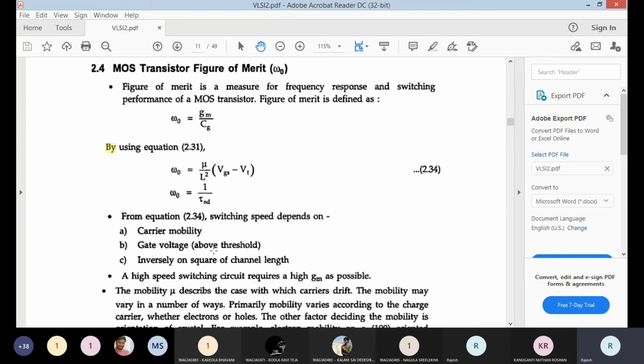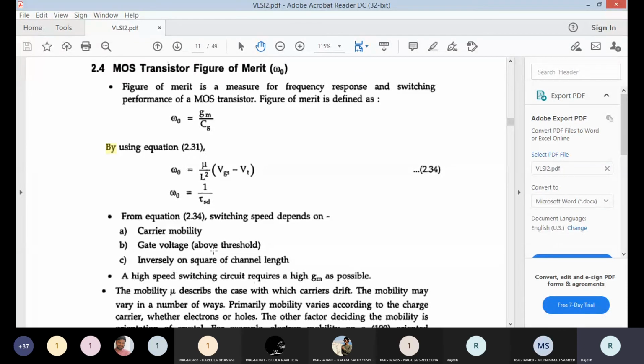That is nothing but W naught, because we know what is W naught. W naught is a symbol for figure of merit. It is a measure of frequency response. Frequency response means how fast it can switch from cutoff to saturation, saturation to cutoff. Okay, so figure of merit is defined as GM by CG. Already we know what is GM. Substituting GM in that equation, you get figure of merit as mu into VGS minus VTN divided by L square. W naught is equal to 1 by tau SD. So finally we conclude W naught, figure of merit.